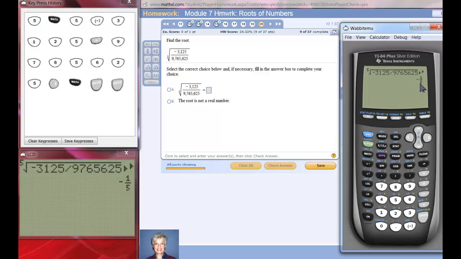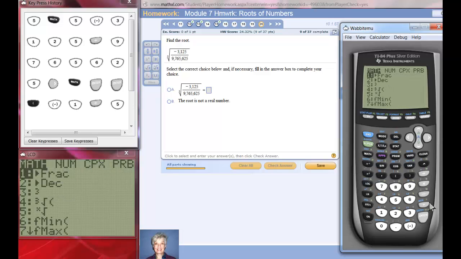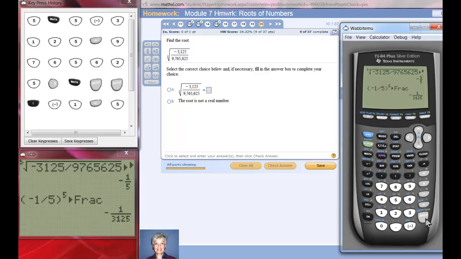Why is that? It's because, parentheses, negative 1 divided by 5, parentheses closed, raised to the fifth power. Now I'm going to hit the right arrow key because I'm going to math frac this. Well, that didn't really work out, did it?